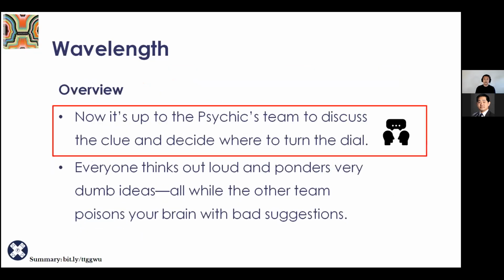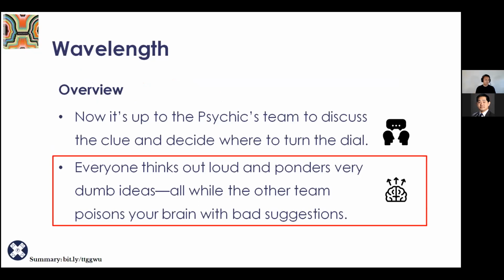All right. So now it's going to be up to the psychic's team to discuss the clue and then decide exactly where they want to turn the dial. And the really great part about playing Wavelength is that everyone thinks out loud and they ponder all of the ideas that they have in their head based on that individual clue that their psychic gave them. But unlike the other games we've talked about, the other team can poison the thoughts in their head by giving them misinformation or just bad clues or just bad tracks of reasoning or anything else like that. And that is really one of the most fun and engaging elements of Wavelength in general, because the other team can kind of mess with you a little bit.